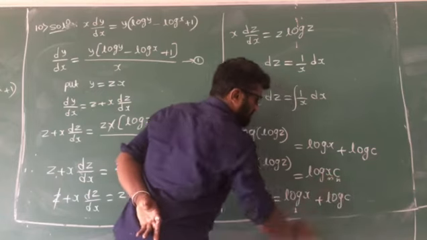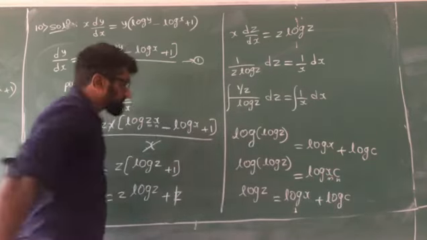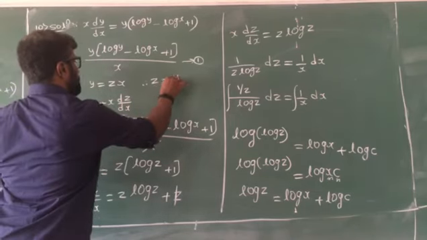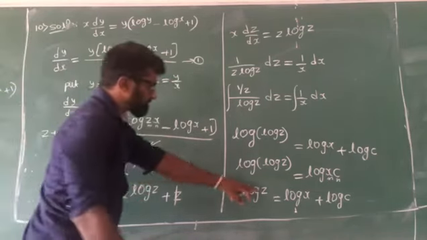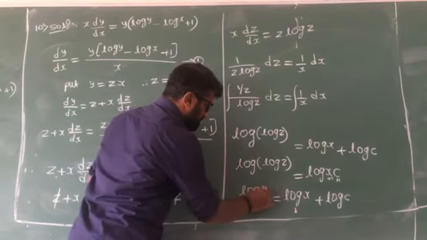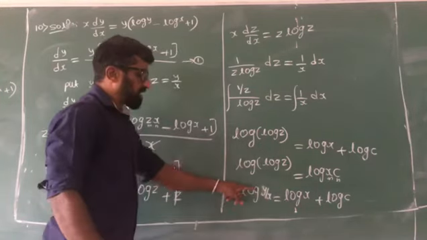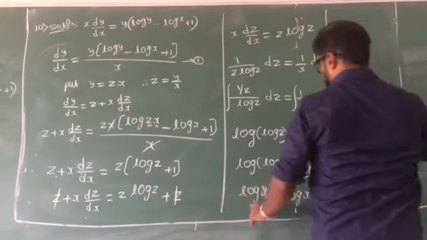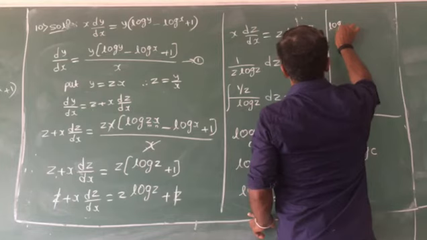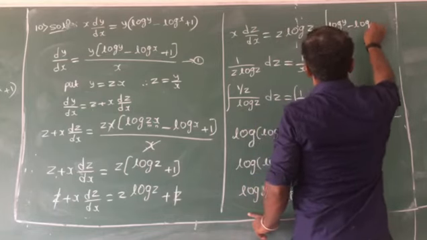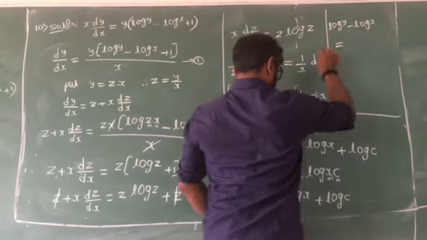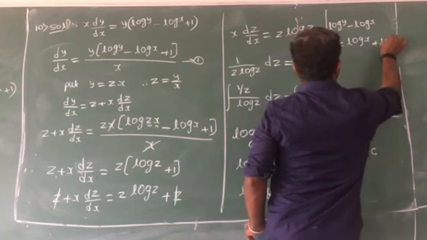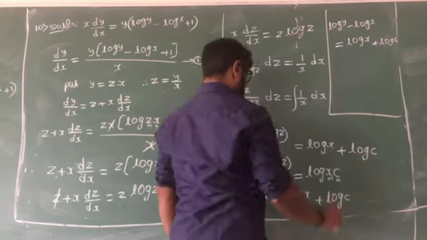Log mn, right? So what is z? Since y is equal to zx, therefore z is equal to y by x. Clear? So replace the z value, so it is in terms of y by x. Then apply log m divided by n, log m minus log n. So what do we get? Log of m minus log n equal to log of x plus log c, right?